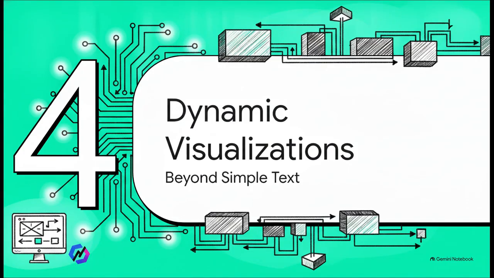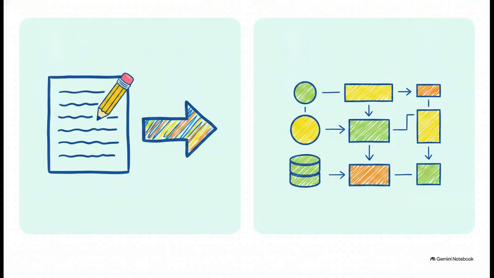Next up, Section 4, Generating Dynamic Code Visualizations. Let's go beyond simple text. Now we are escalating from generating basic markdown text to something truly incredible, dynamic visual architectures. Just imagine highlighting your raw code, right-clicking, and stepping beyond plain, flat text into dynamic architecture visuals.